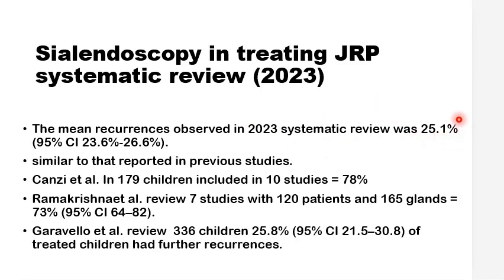The bottom line rate of recurrences, 25%, translated into a 75% success rate, is the same as in other big series, including the one from Kanzi with 179 children. The success rate is 78%. A success rate of 73% is also described in a big series of 120 patients, and a failure rate or recurrence rate of 24%, similar to this bottom line effect, was described by Gravello et al. recently.